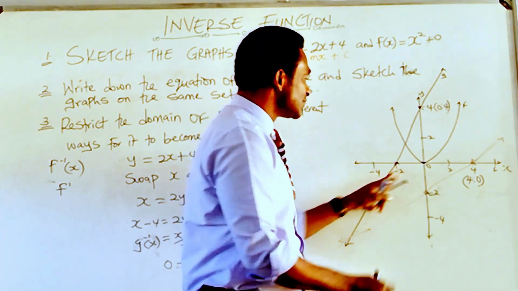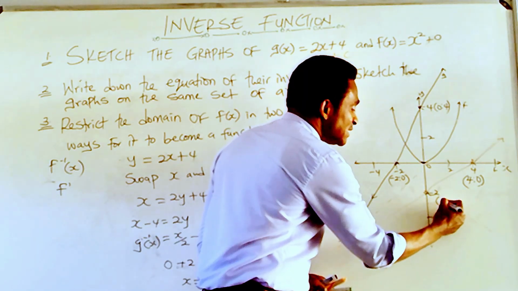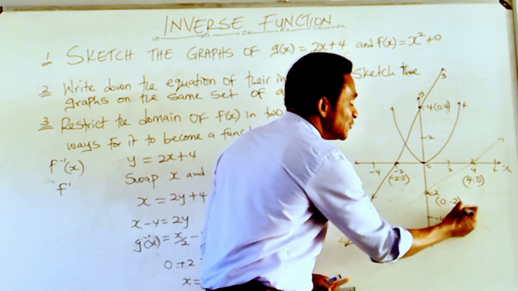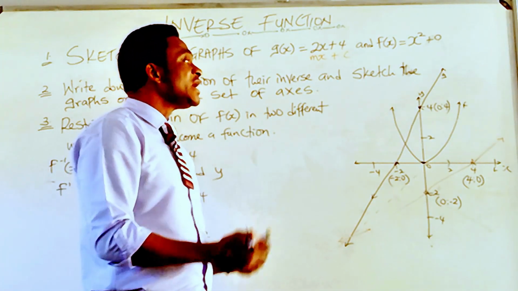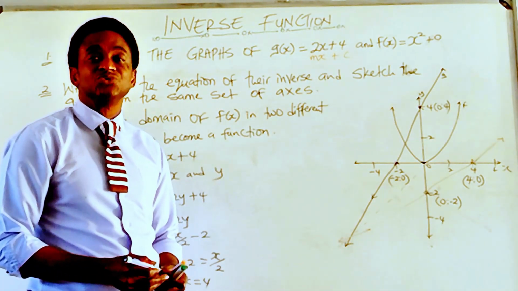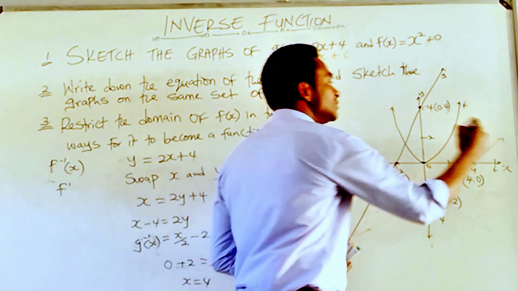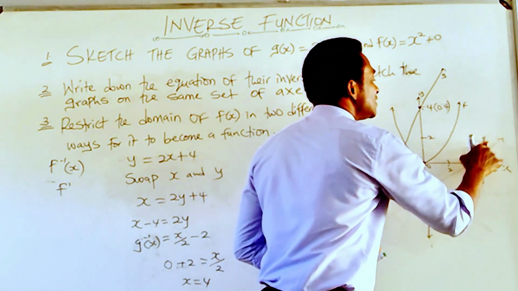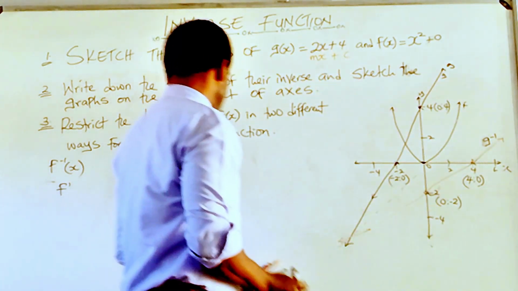Look at this. Negative 2 and 0 from the original. From this one, it becomes 0 and negative 2. So you can just take every coordinate on the graph, swap x and y, and it gives you the actual value that you want to sketch the inverse function. So this is the inverse of g, whereas this is our g.